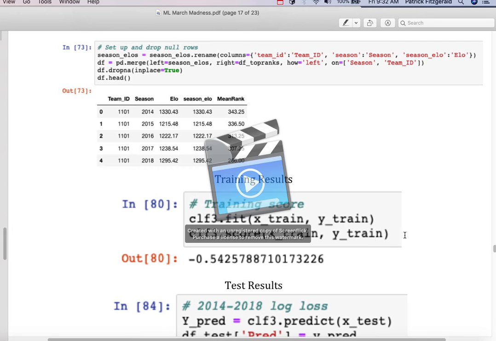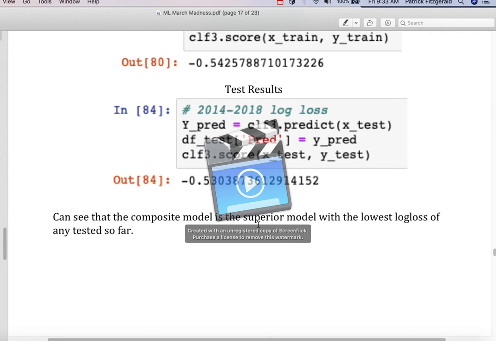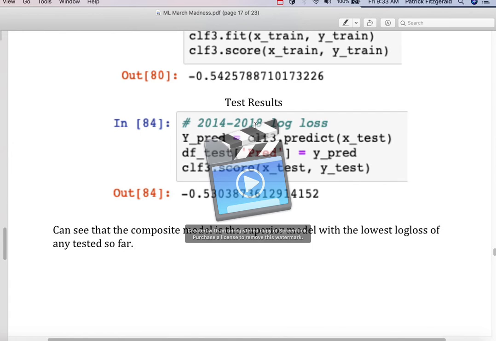So we have our training results here based on these, about what we expected, maybe a little bit better. And then our test results, actually a decent improvement, not huge obviously, but considering we were seeing improvement in the thousandths, to see something like this is decent. It's not terrible. So we can see the composite model is the superior model with the lowest log loss of any tested so far. And again, this is for the men's results. And then we would go on to use this model to predict the 2019 results. However, I did not, like I said, make a bracket for the men's results. I only did it for the women's.